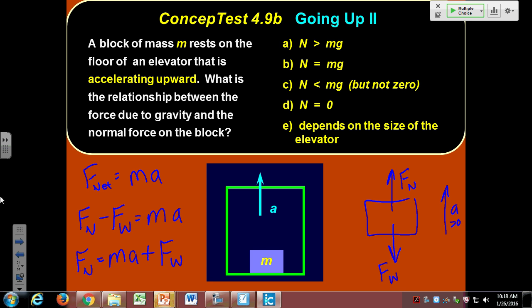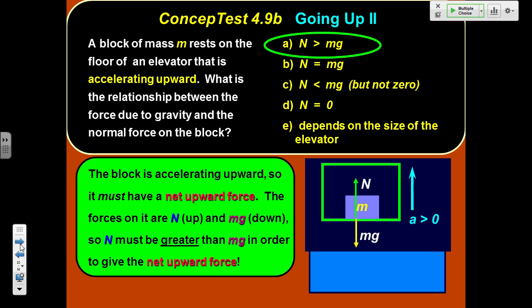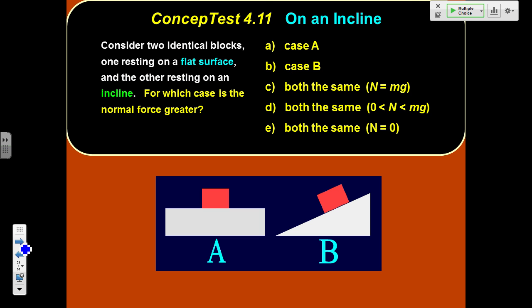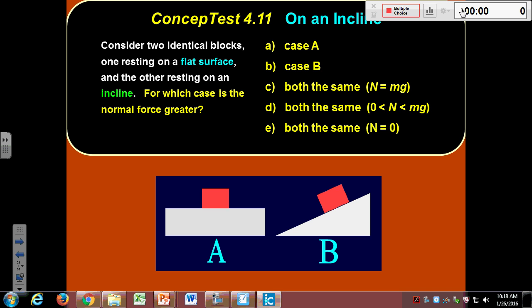Now let's do one more, and I think we'll make this the last one for today. Oh, we've already had this question, so this one should be easy. And then I want to tell you one thing before you leave. In which of these is the normal force greater? A, B, the same and equal to the weight, the same and greater than 0 but less than the weight, or the same but equal to 0?